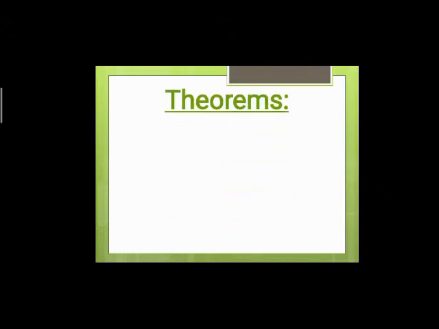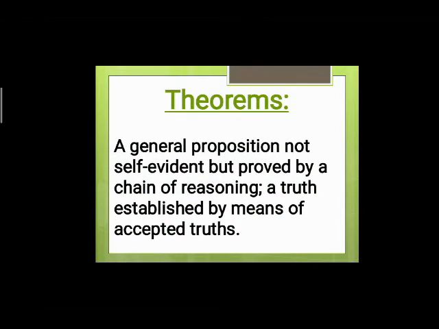Hopefully you all understand. Now we first give the review that we already discussed theorem 1, 2 and 3 in our previous class. So first we review all these theorems and then we move towards today's lecture, that is theorem number 4 and 5. So first we discuss what a theorem is. The definition of a theorem is a general proposition, not self-evident, but proved by a chain of reasoning, a truth established by means of accepted truths. That is the definition of a theorem.